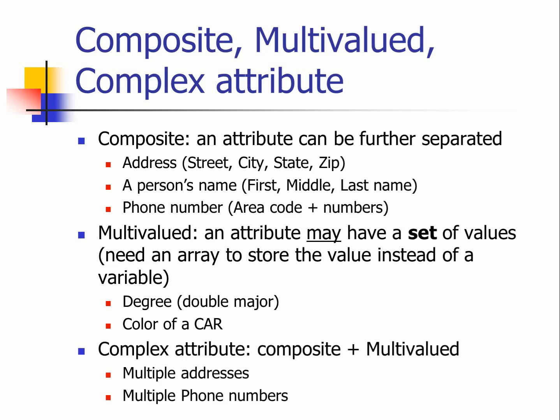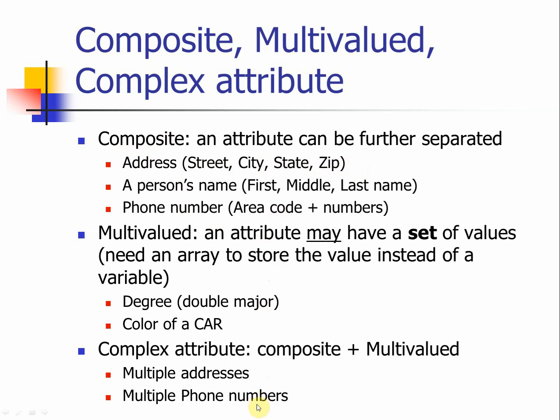The combination of the 2 is what we call a complex attribute. So a complex attribute is a combination of composite plus multi-value. A good example is your address. Address itself can be further divided into street, city, state, and zip code, and a person may have multiple addresses that need to be stored. In that case, if your address is treated as a composite attribute and you want to store multiple addresses for the target, it is going to be a complex attribute.